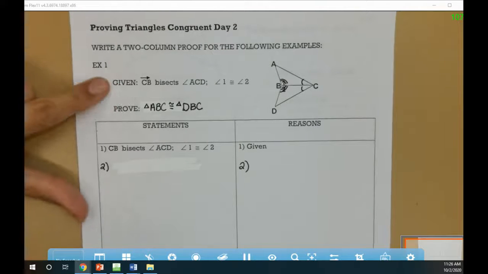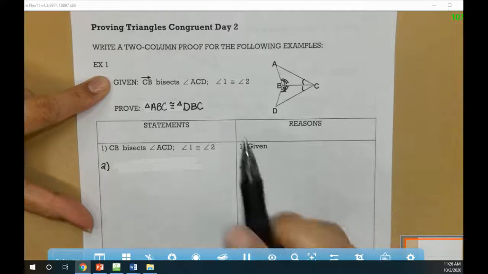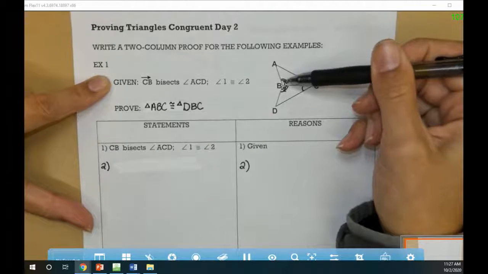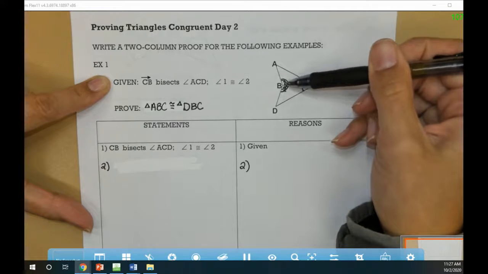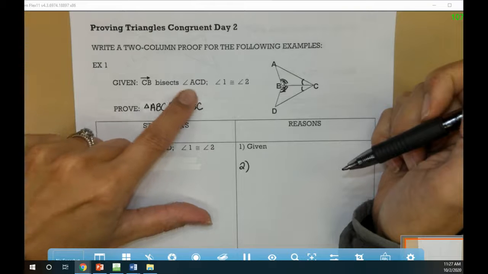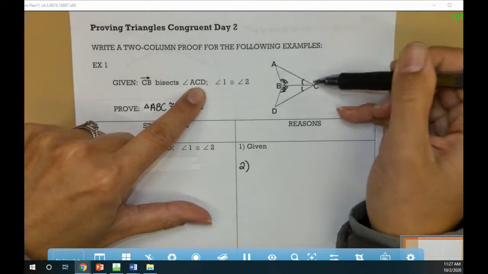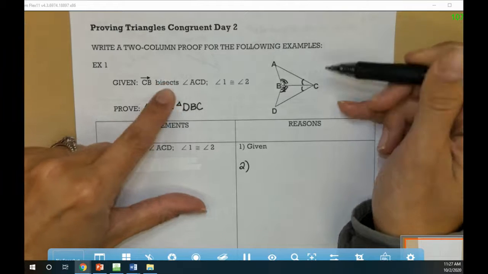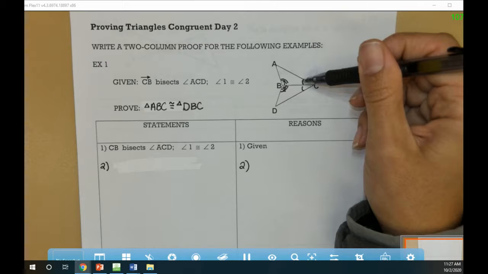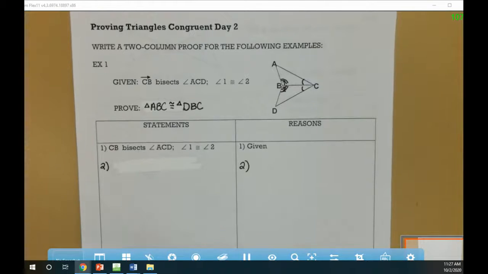So let's take a look at our given information. I've already marked my diagram with the given information. Angle 1 is congruent to angle 2, so you go ahead and mark these angles congruent. And ray CB bisects angle ACD. ACD is here. I know by definition of the word bisect that it divides an angle into two congruent angles, so I've marked it there. So make sure you're marking your diagram.